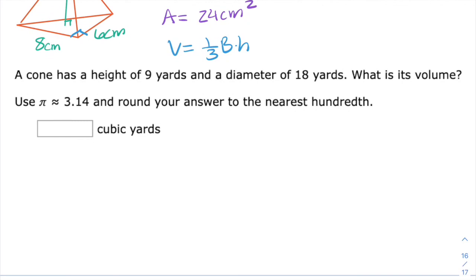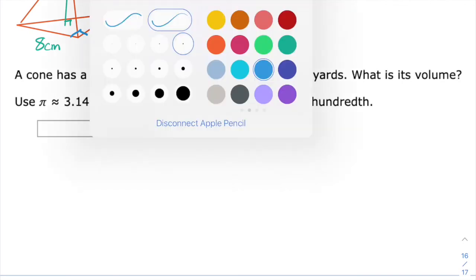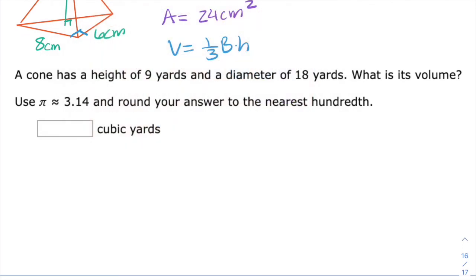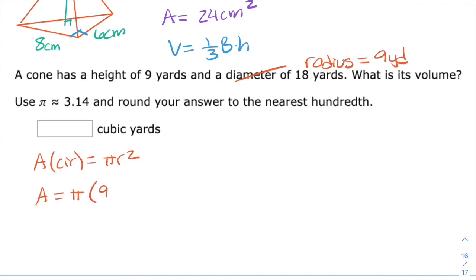So a cone has a height of 9 yards and a diameter of 18. What is its volume? This is a working forwards problem, but what you want to do is put radius equals 9 yards. You want to make sure you use your radius. So your area of your circle is pi r squared. So the area is pi times 9 yards squared. So area is 81 pi yards squared.